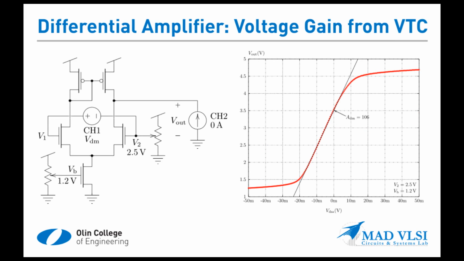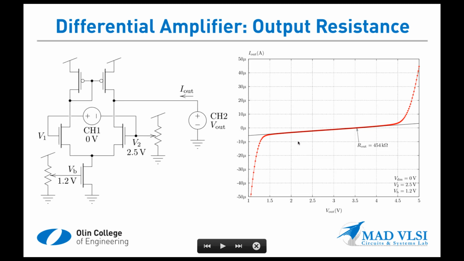If we go to an above threshold bias condition, so we move VB up to 1.2 volts and repeat the same experiment, here's the voltage transfer characteristic. The slope of the VTC directly is 106. The output IV characteristic looks like this, and you can see the slope of the tangent line here in the shallow region is 454 kiloohms, or 1 over the slope of this line is 454 kiloohms.